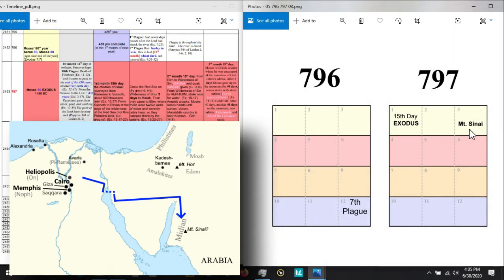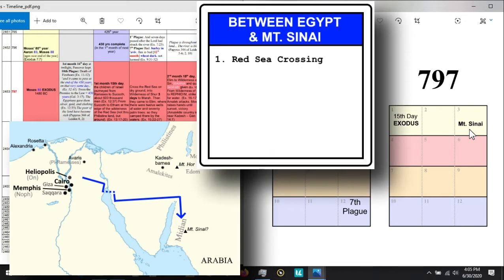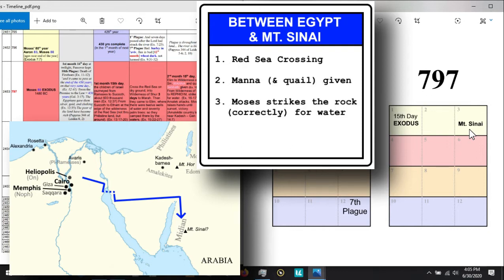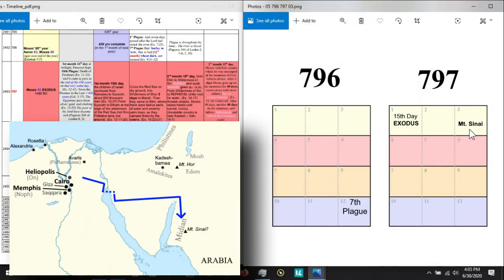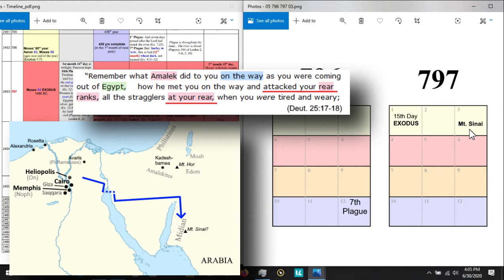So between Egypt and Mount Sinai, chronologically, we first have the crossing of the Red Sea, after that the giving of the manna, then Moses striking the rock for water, and then the Amalekites attacking Israel. Genesis 14:7 tells us that Amalekite country is near Kadesh. So in this period between leaving Egypt on the 15th day of the 1st month and arriving at Mount Sinai in the 3rd month, the Red Sea crossing happened earlier, and the attack of the Amalekites happened later. Deuteronomy chapter 25, verse 17 and 18 tells us that Amalek attacked Israel from behind.